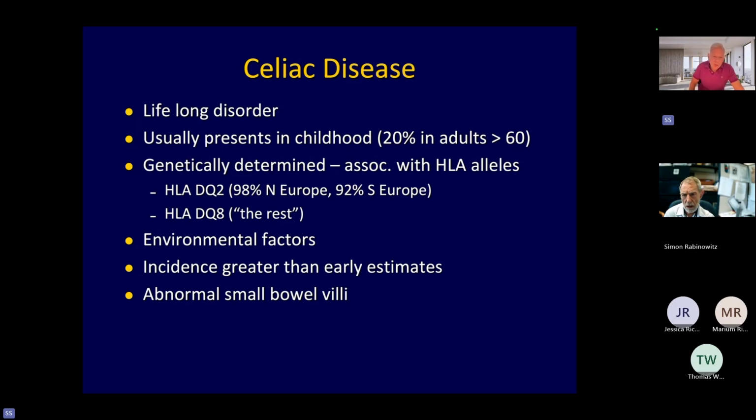So it's genetically determined in association with environmental factors, and obviously there are other genetic factors which we at this point don't have the knowledge about. The incidence is certainly greater than was thought 20, 25 years ago, and the characteristic finding histopathologically is the presence of abnormal small bowel villus architecture.